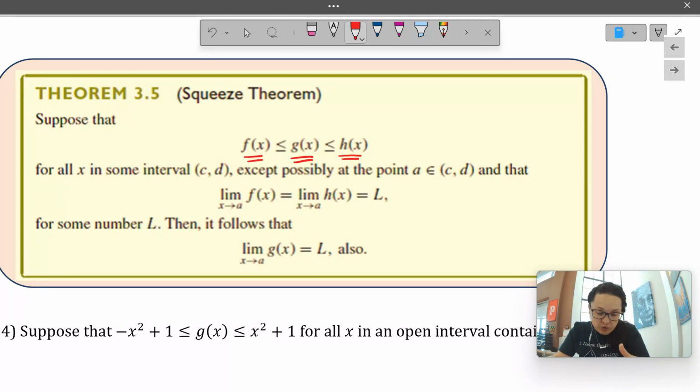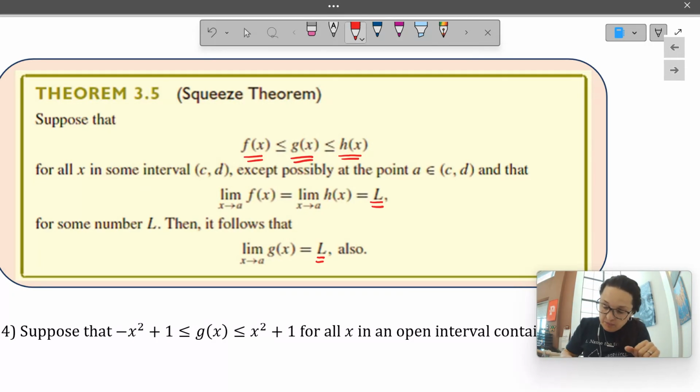And suppose that that's true for all x on some interval from c to d, except possibly at the point a in cd, such that they all have the same value. That's what that part means. Then it follows that g of x would have to equal the same value as f and h.